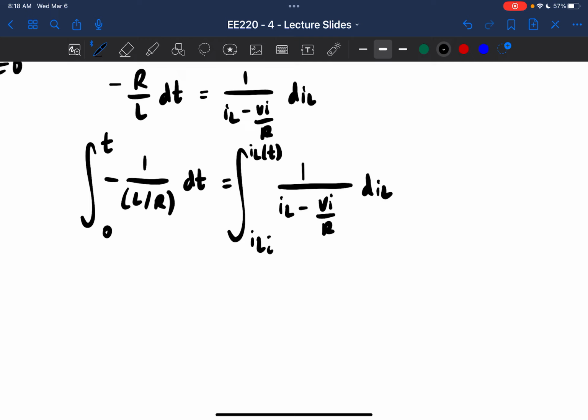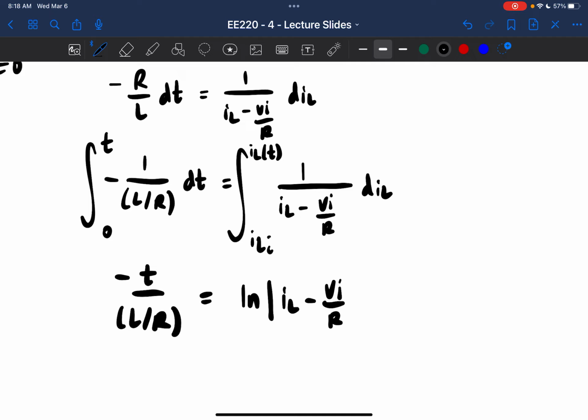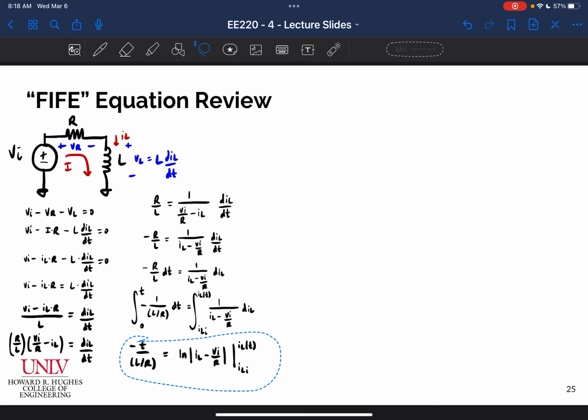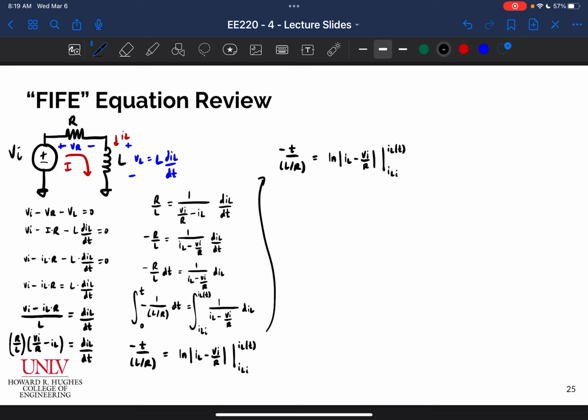Okay, so if I integrate the left side, I just get negative T over L over R. If I integrate the right side, I'm going to get that this is going to be equal to the natural log of IL minus VI over R, evaluated from ILI to IL of T. Okay, and now I'm going to go ahead and copy this over to here and keep going. So I'm basically just going to continue on here.